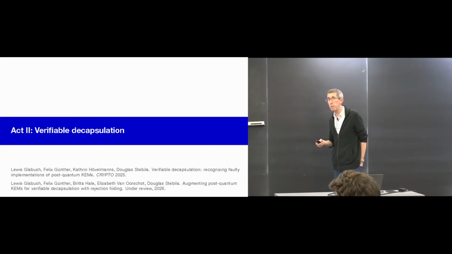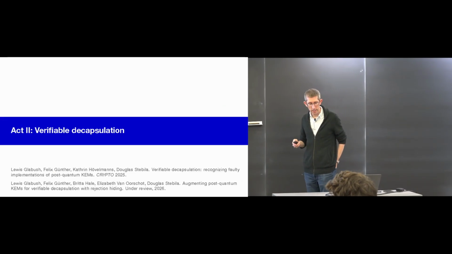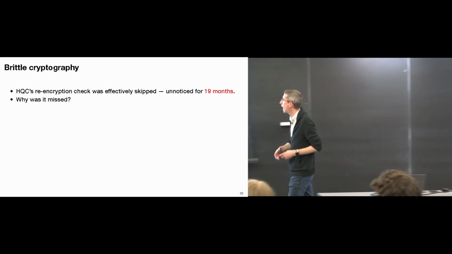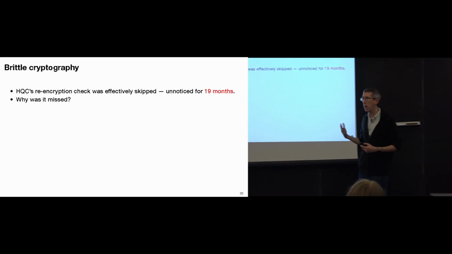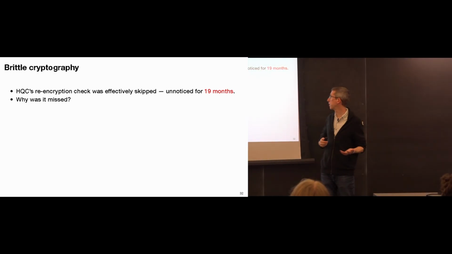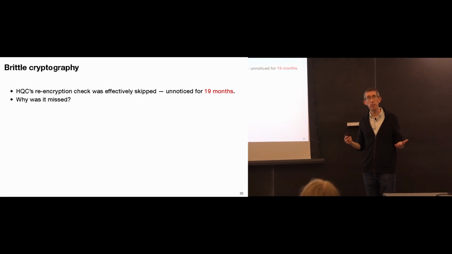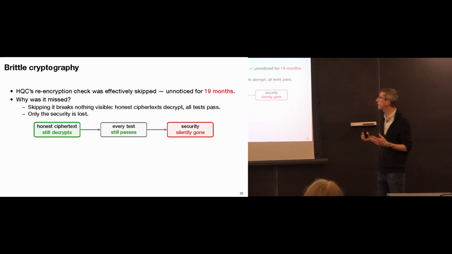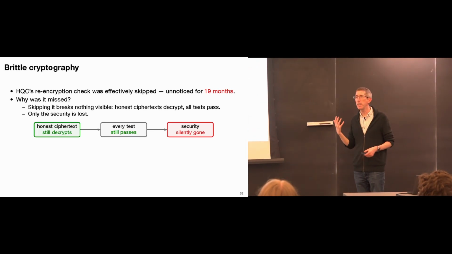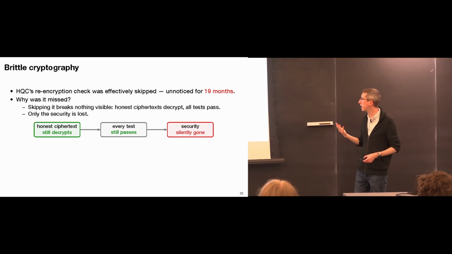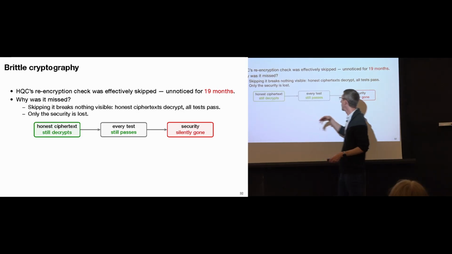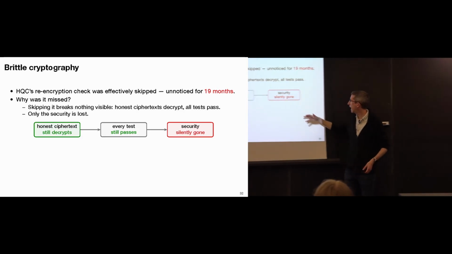All right. Let me briefly mention the second line of work on verifiable decapsulation. Okay, so we noted that the second attack came about because the re-encryption check in this algorithm was skipped. Okay? And it went unnoticed for a long period of time because skipping it didn't actually render any failures in the test suite. Okay? All of the honest ciphertexts still successfully decrypted, so all of our tests still passed, and security was gone.